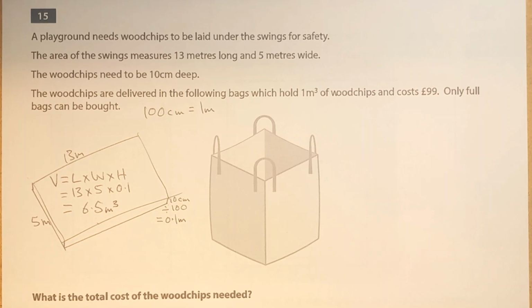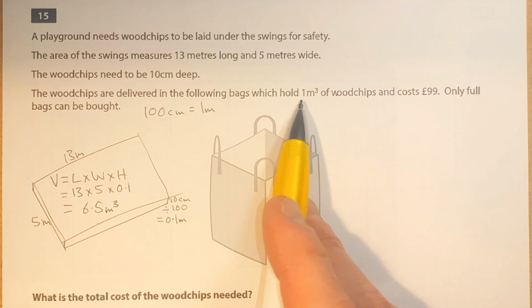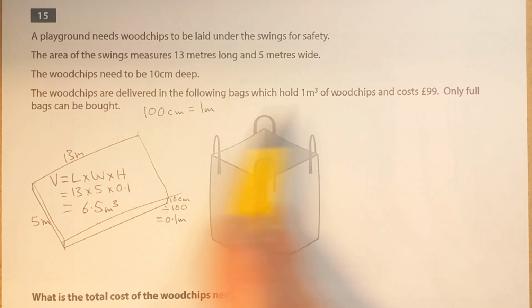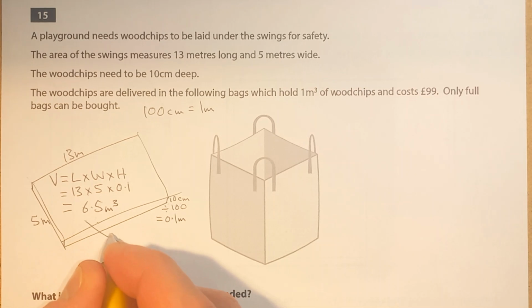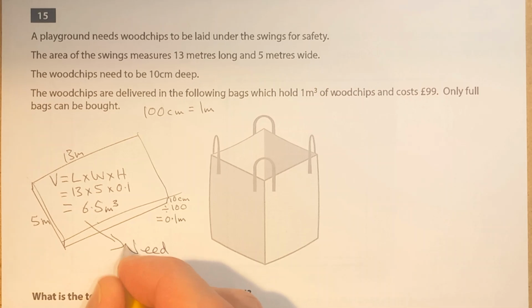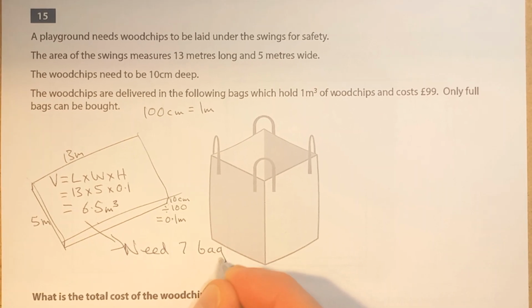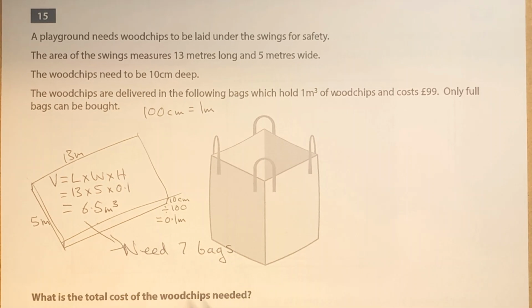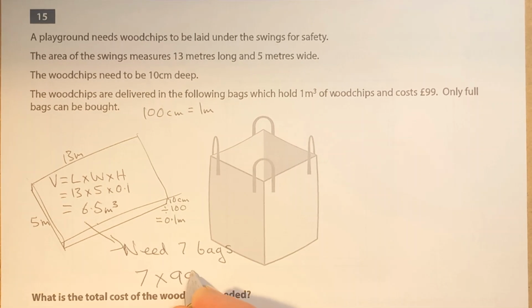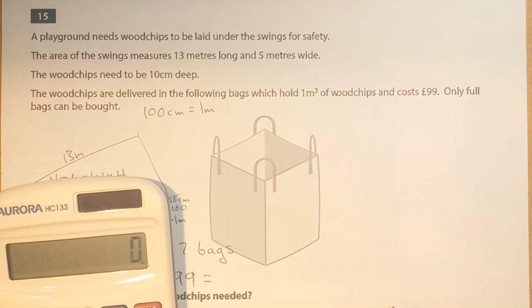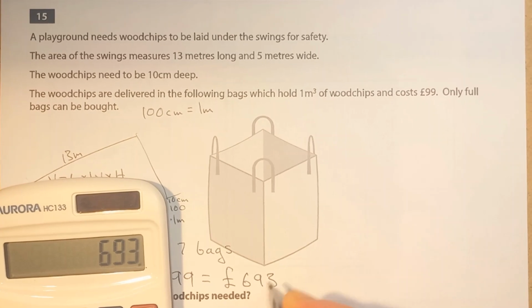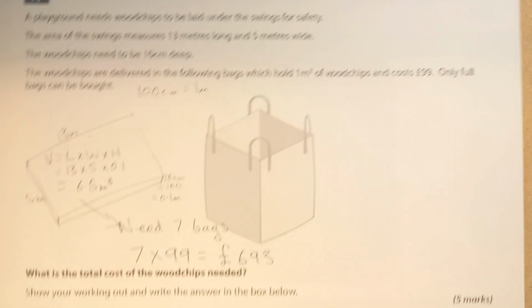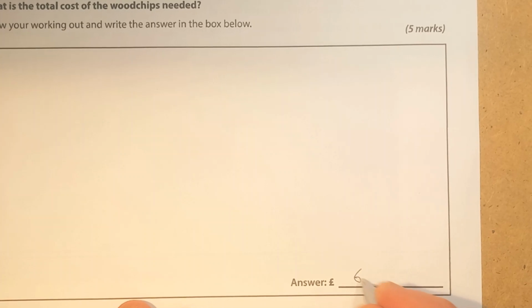Now, similarly to before, in question 14, we saw that you can't buy part of a box of grass seed. Similarly, we can't buy part of a bag. Only full bags can be bought. Well, if we need 6.5 metres cubed, we're going to need 7 bags, because 6 won't be enough, so we've got to have 7, even though we end up with more than we need. So we've got 7 bags. They cost £99 each. So 7 times 99 gives us £693, which we can write down here at the end.